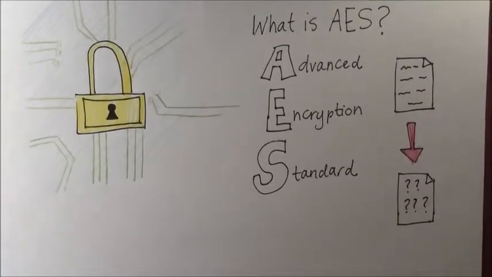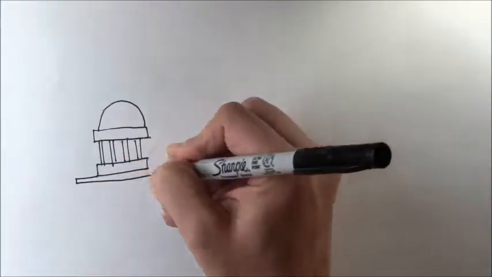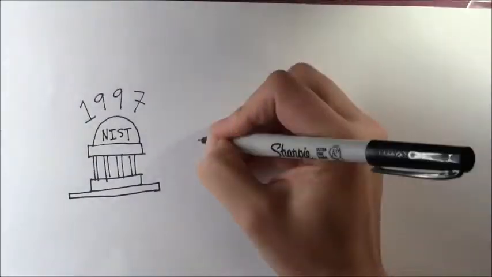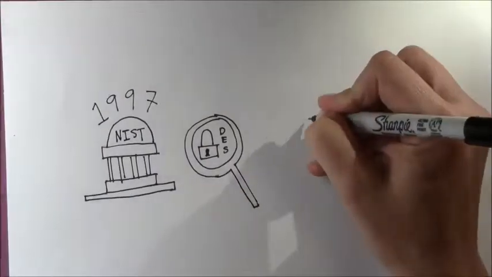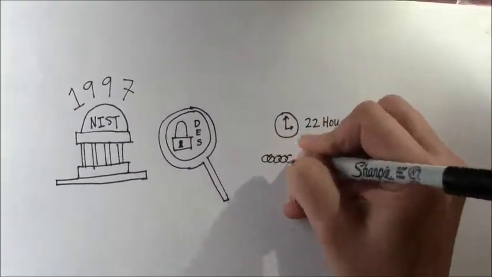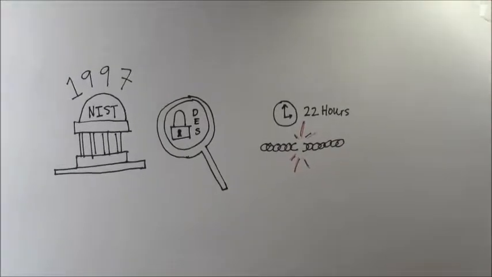In 1997, the National Institute of Standards and Technology saw a need to replace the current standard encryption algorithm known as DES. DES, which stands for Data Encryption Standard, used a 56-bit key, which proved to be too small as it was made public that it could be broken in as little as 22 hours.